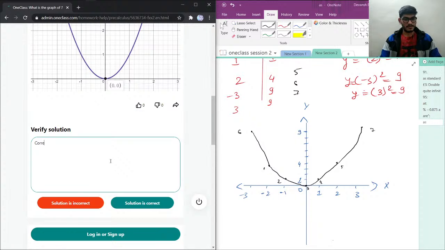So this is the correct solution, and let's go for the next one. Good work. And the solution is correct.